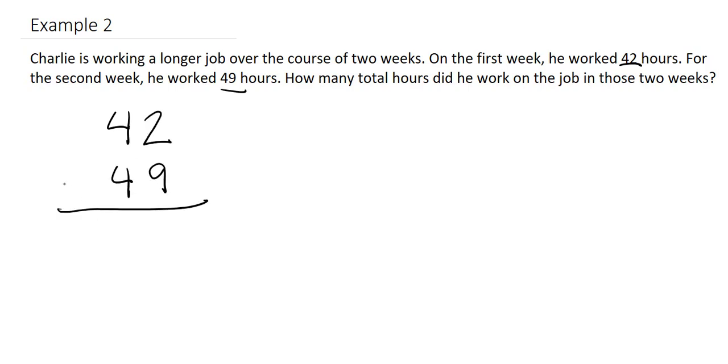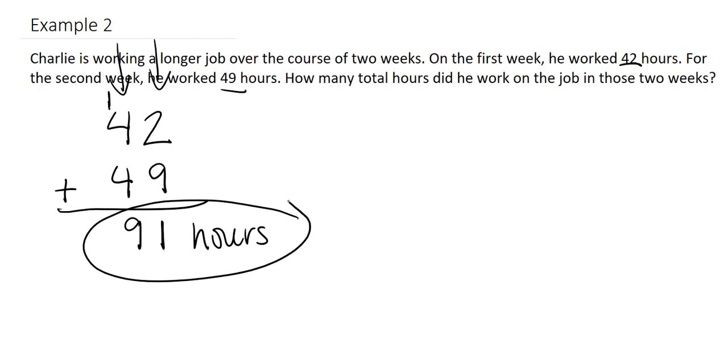And we're going to go ahead and add these numbers together. Notice we lined up the 1s and then we lined up the 10s. So in the 1 spot we have a 2 plus 9. So 2 plus 9 is equal to 11. So we leave the 1 below and then we're going to carry the other 1 to the 10 spot because we have a whole 10 which needs to be accounted for in the 10 spot. So now we have this 1 that's carried over plus 4, which is 5, plus another 4, which is 9. So 42 plus 49 is equal to 91. And we can label this as hours. So we have 91 hours he worked in those 2 weeks.